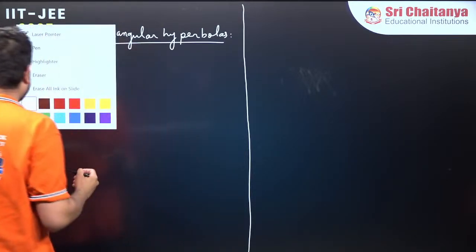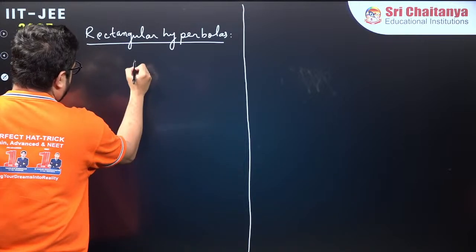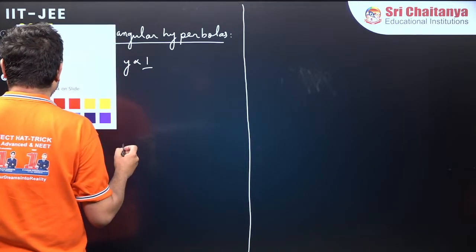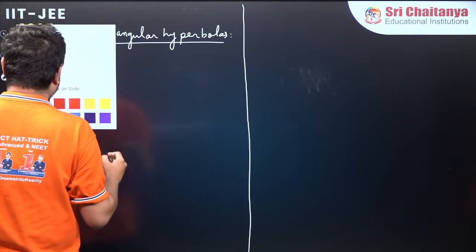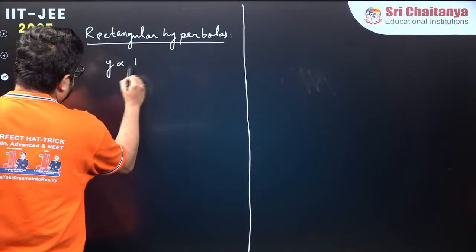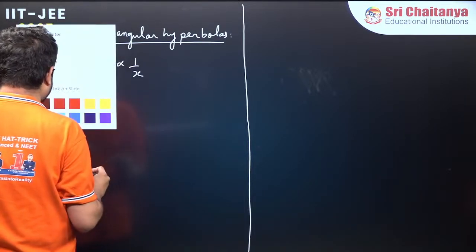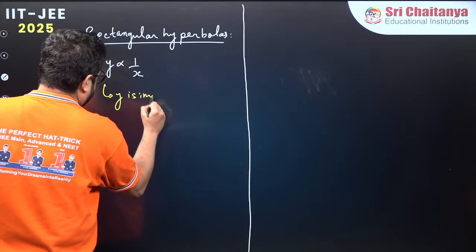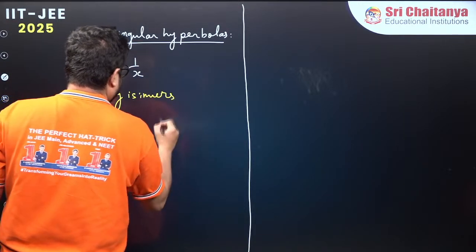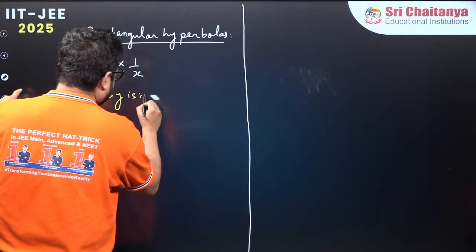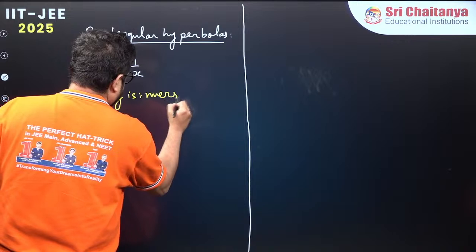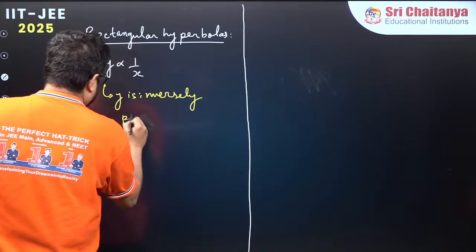So you know the nature of the graph very well, isn't it? I have already mentioned that when y is inversely proportional to x, you can write it down that y is proportional to 1 by x. So I will write down the statement that y is inversely proportional to x. Okay, clear everyone? y is inversely proportional to x.